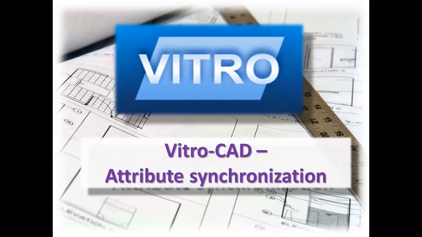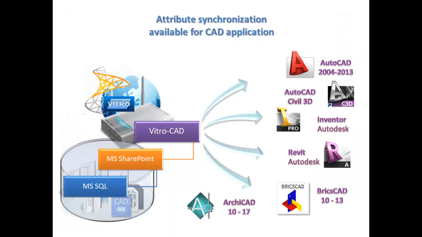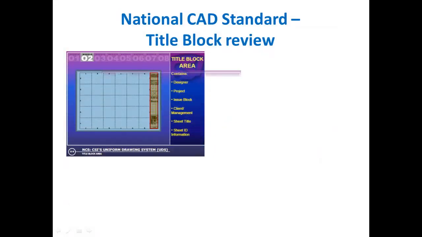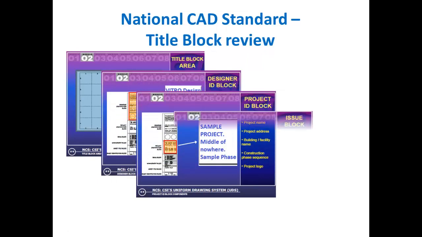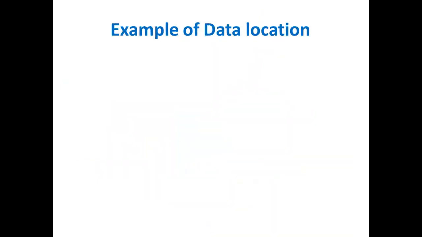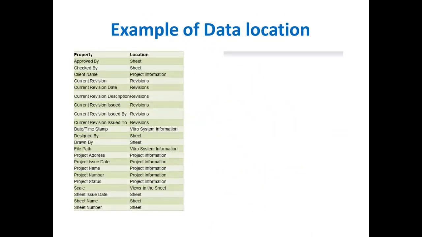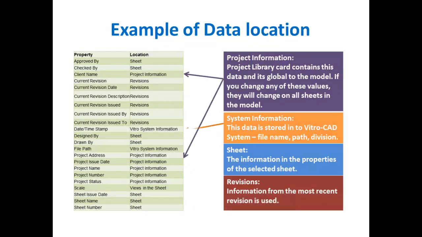Attribute synchronization is one of the most frequently used Vitro CAD functions, and it's available in Vitro CAD plugins for all supported CAD applications. When we speak about attribute synchronization, we mean an acquisition of specified project properties, project folder names, and file properties such as file name and file path into a drawing title block area. In general, you can set up the acquisition rules as you need.